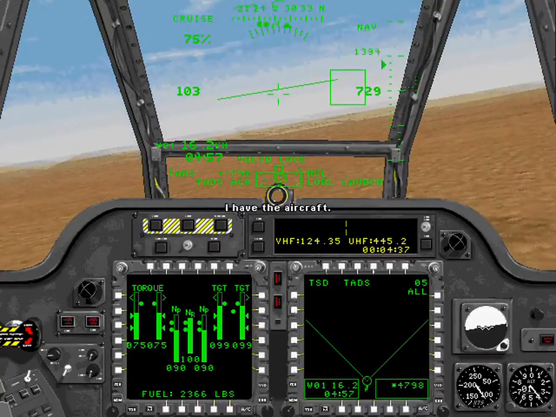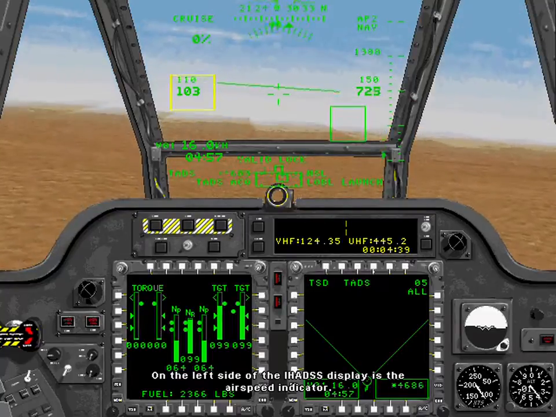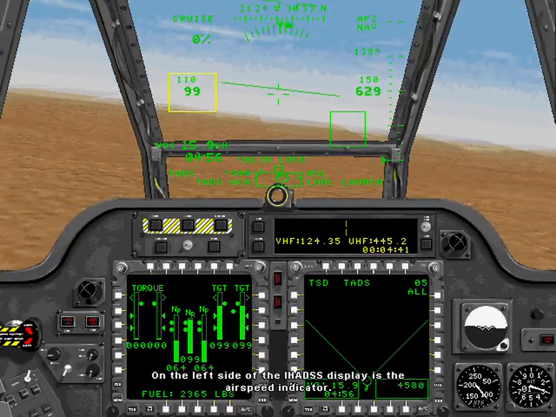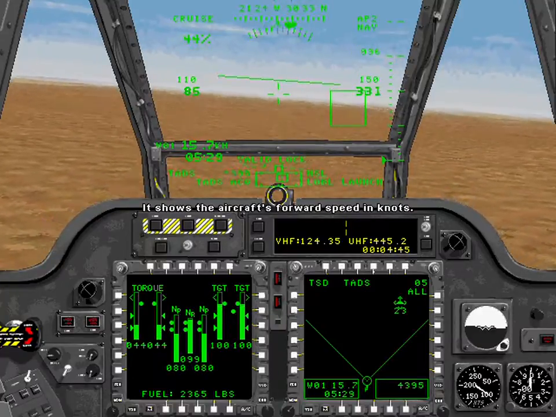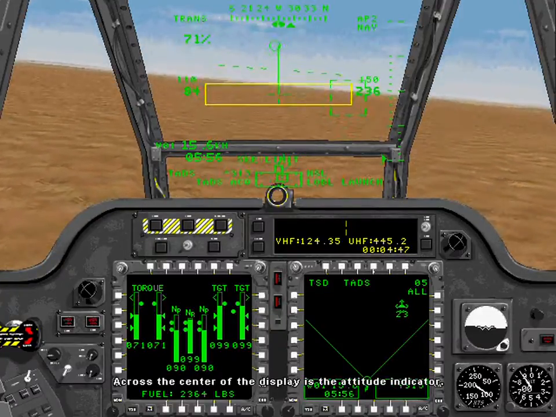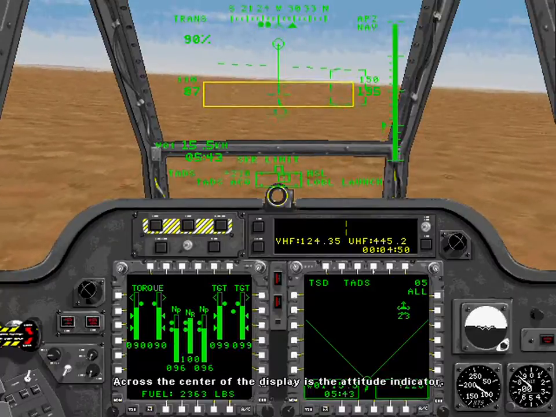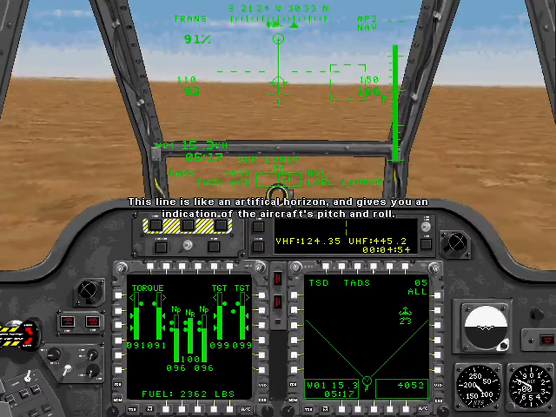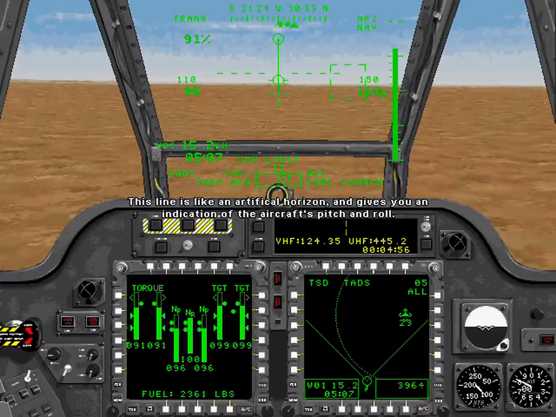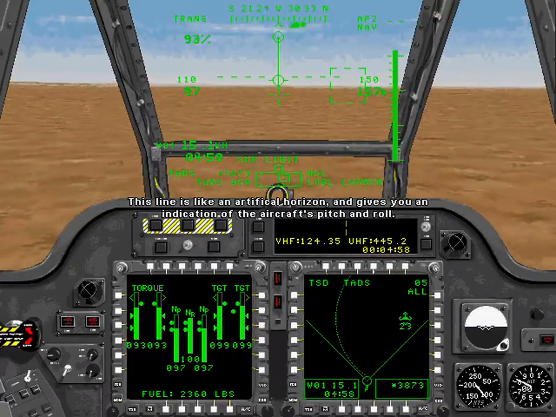I have the aircraft. On the left side of the IHADS display is the airspeed indicator. It shows the aircraft's forward speed in knots. Across the center of the display is the attitude indicator. This line is like an artificial horizon and gives you an indication of the aircraft's pitch and roll.